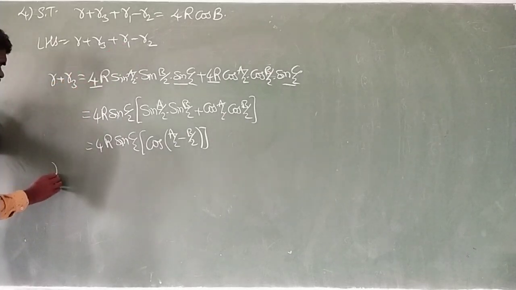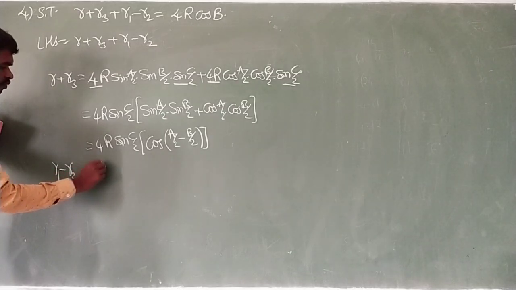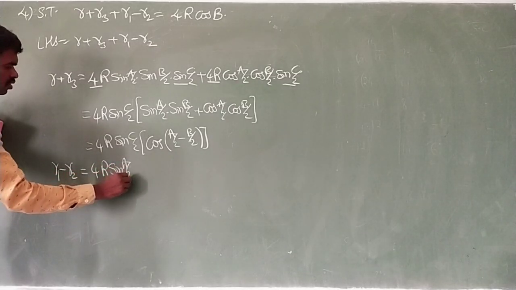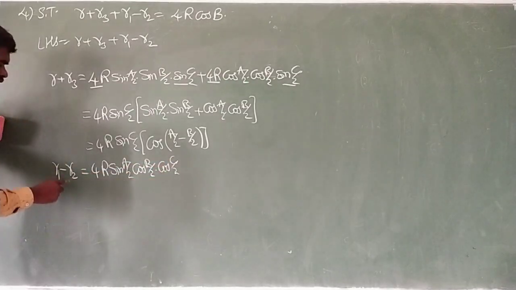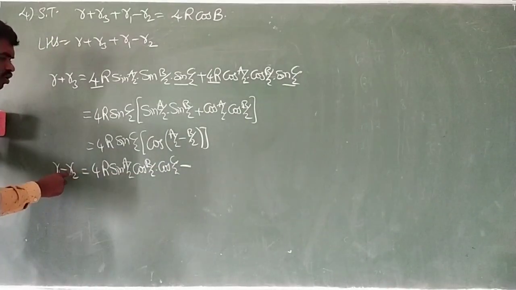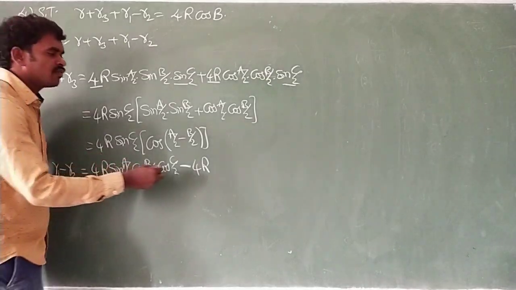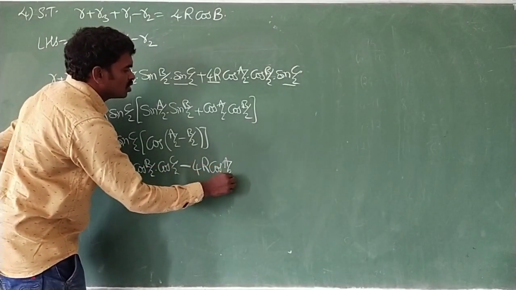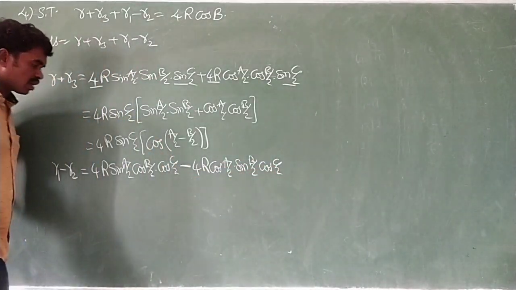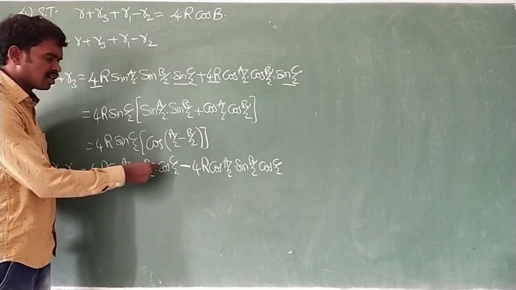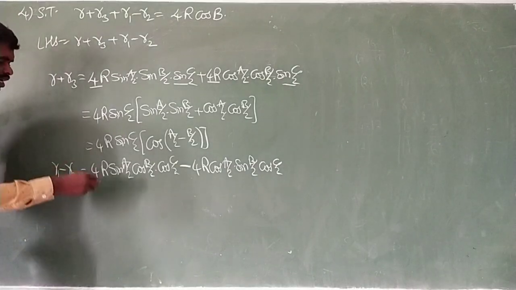Next, similarly, what is r1 minus r2? r1 means what? 4R sin A by 2, then remaining cos B by 2 into cos C by 2. Minus r2 means what? 4 capital R, r2 means the second is sin, so then remaining cos A by 2 and sin B by 2 and cos C by 2. Okay, easy to remember. r1 means the first one is sin, remaining cos. r2 means the second one is sin, remaining cos.